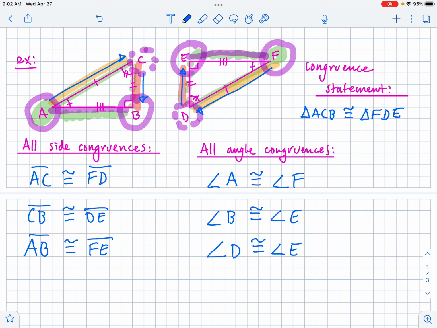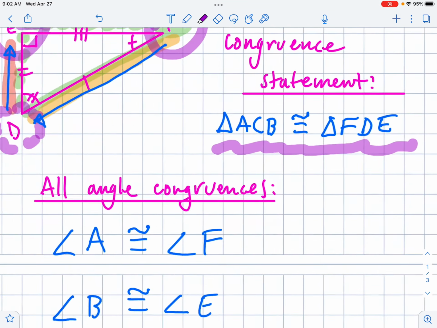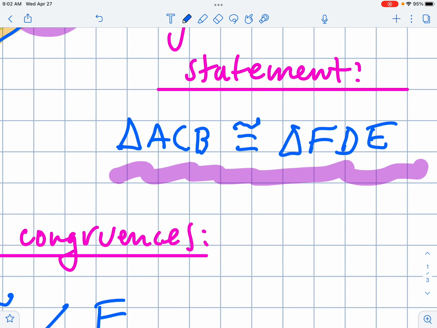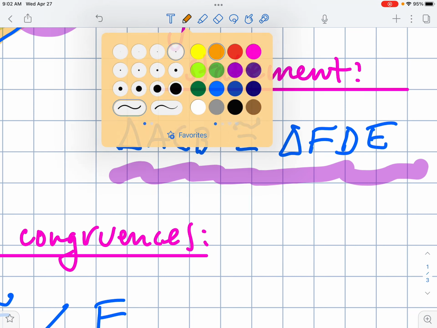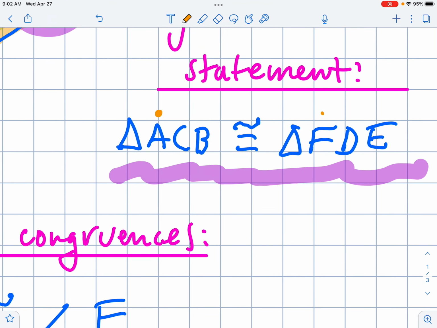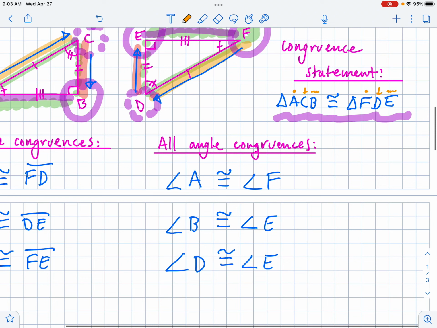Now, the secret way to do this is that if you know this congruency statement right here, you almost don't even need the picture, because if you just look at the order of the letters, this means that angle A is going to be the same as angle F. And then angle C is going to be the same as angle D. And then I'll use a little squiggle. Angle B is the same as angle E.